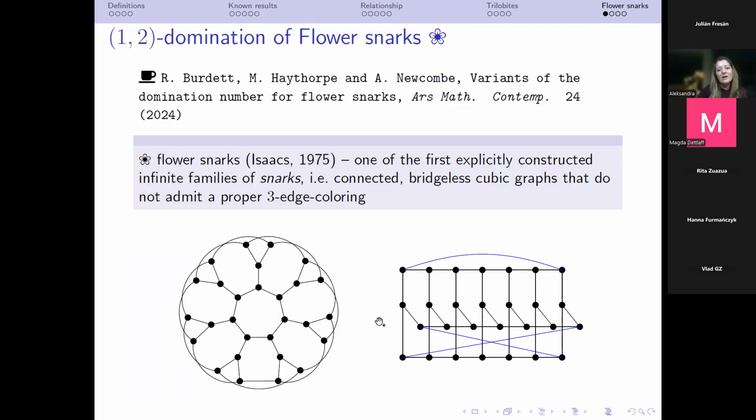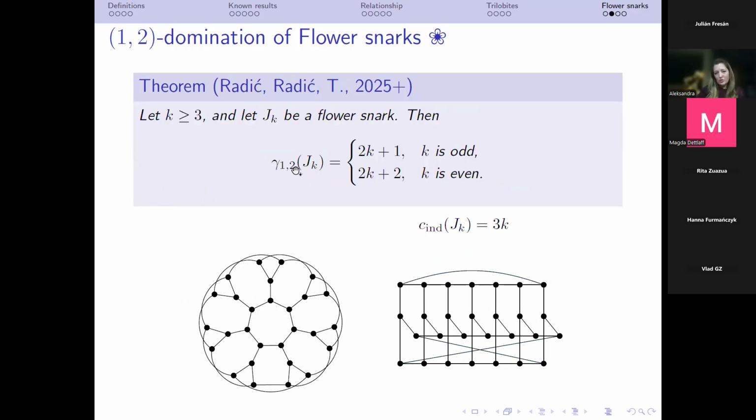What I would like to tell you at the end is just that we examined more graphs, of course, and in another paper with Gordana and Goran Radic, we examined this family of flower snarks. I won't go into details here, but I will explain why we started to examine this family. If you ignore these blue edges here, you can see that the graph which is left looks locally like trilobites. So if you remove their heads and their little butts, you get the structure as in flower snarks without these blue edges. So for this family of graphs, we also showed what gamma_{1,2} is, and this is less than 3K.